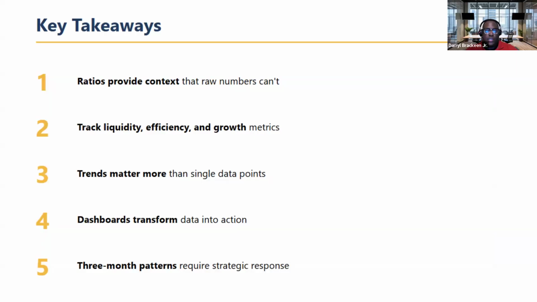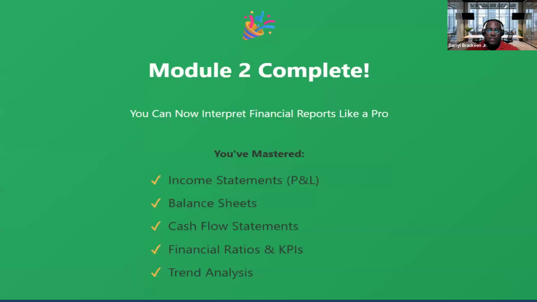So, what are the key takeaways on this lesson today? Number one, ratios provide the context that you need that raw numbers simply don't, right? Number two, you got to track that liquidity, the efficacy, and the growth metrics that are needed for your business or nonprofit. Number three, the trends matter more than just the single data point because it's going to tell you something in terms of the direction you need to go into. Number four, the dashboard transforms the data into action. And then, of course, number five, the 3 month pattern requires a strategic response.